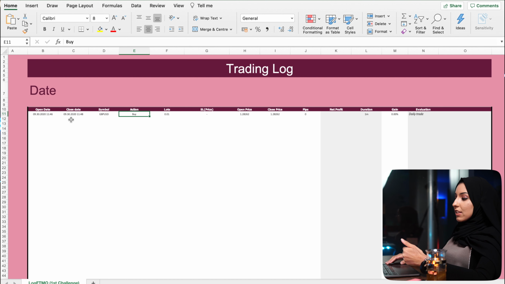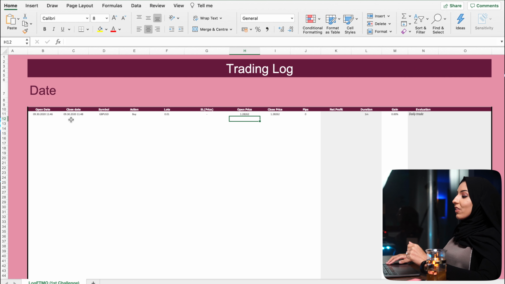The next section is action, and what that means is, are you buying the pair, are you selling it? Just place that there in this section. The next one is lots. So how many lots did you actually place on this trade? Over here, just input your stop loss price. So if you have placed a stop loss on your trade, just input it here so that you know you've placed a stop loss on that trade.